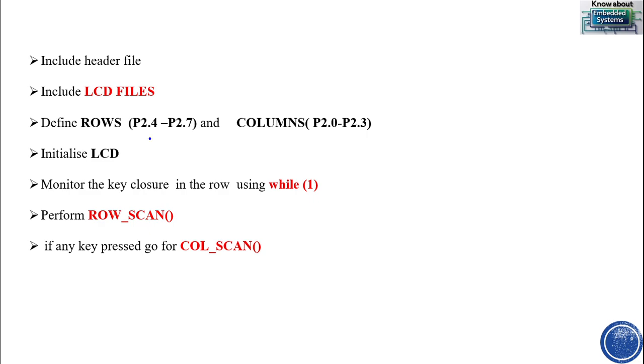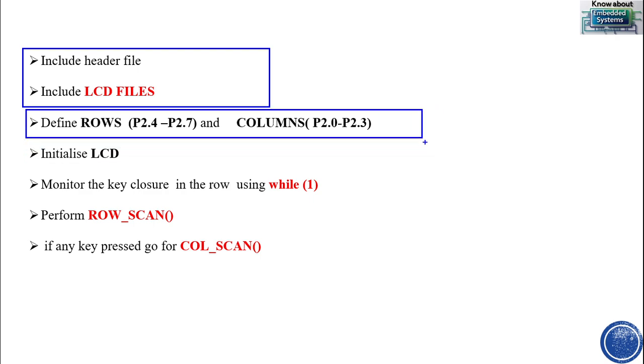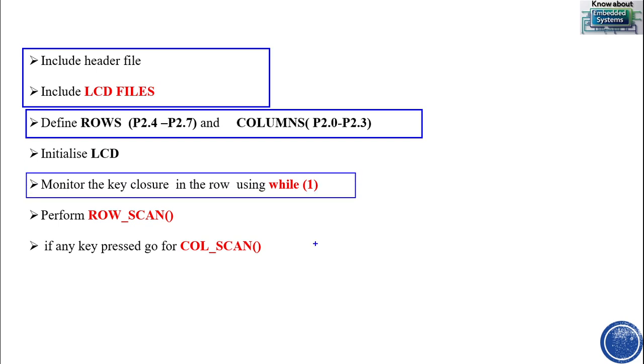In the initialization part, there are 4 to 5 major steps we have to do. We have to include all our LCD files, and we have to define columns and rows. Rows are defined from P2.4 to P2.7, and columns are defined from P2.0 to P2.3. Then we have to initialize the LCD, and then we have to monitor key closure in the row scan in while(1). So we have to continuously check whether a key is pressed or not in the while(1).